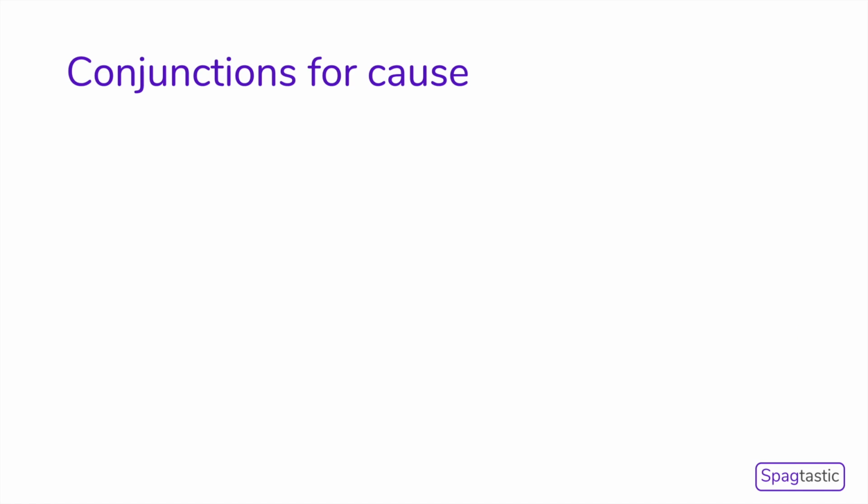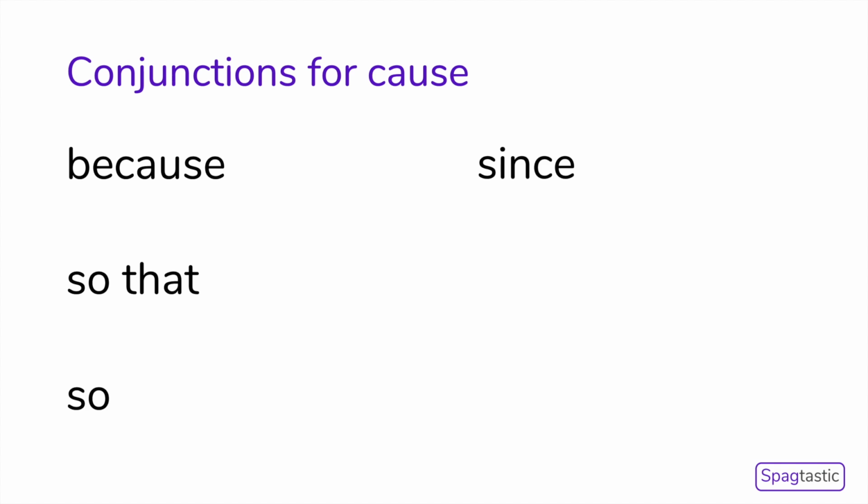We are now going to learn about using conjunctions for cause. They are used to show how or why something happens and to connect causes or reasons with results. Common cause conjunctions include because, so that, so, since, as, and due to.